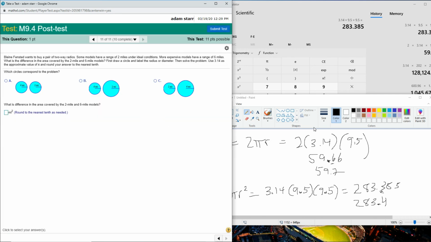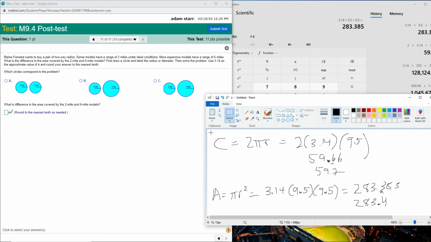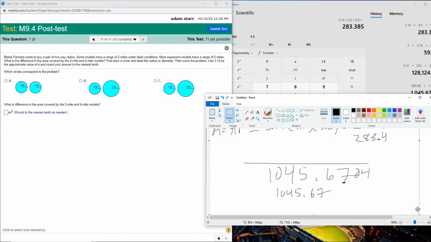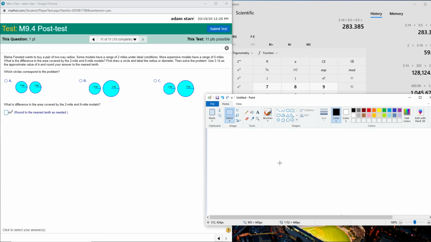And this should be the last question. Okay, Blaine Fenstad wants to buy a pair of two-way radios. Some models have a range of 2 miles under ideal conditions. More expensive models have a range of 6 miles. What is the difference in the area covered by the 2 mile and 6 mile models? First, draw a circle and label the radius or diameter, then solve the problem. Use 3.14 and round to the nearest tenth.